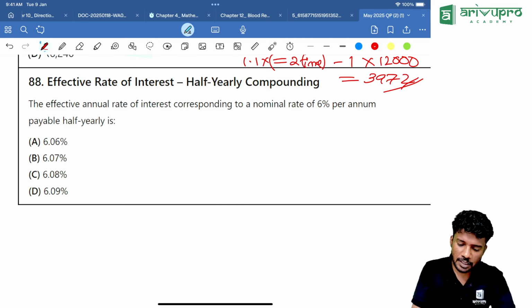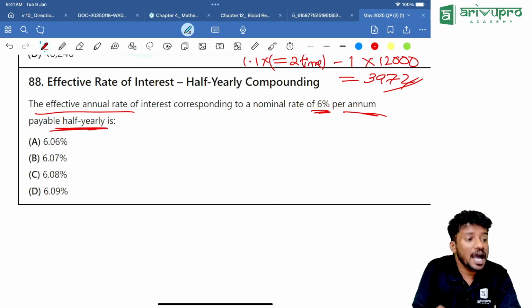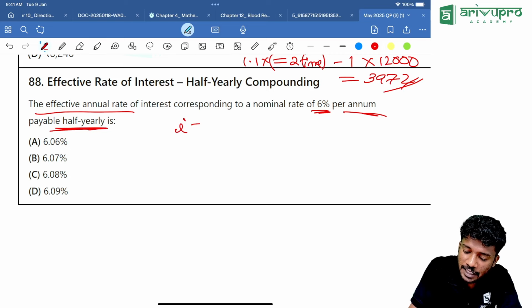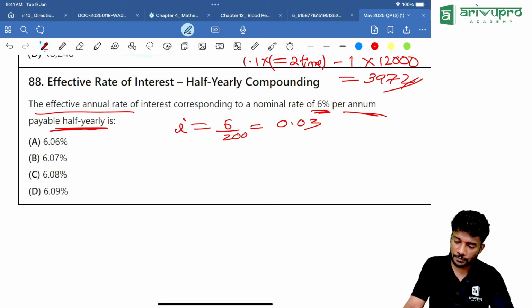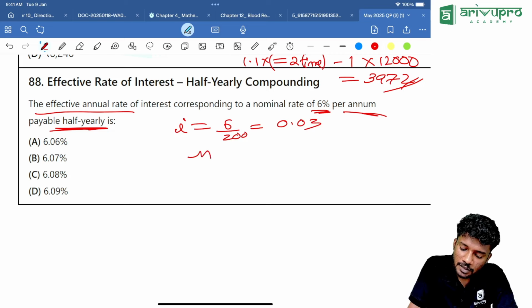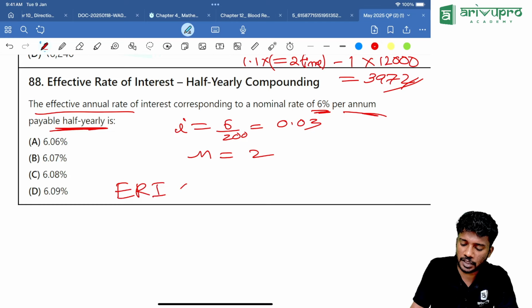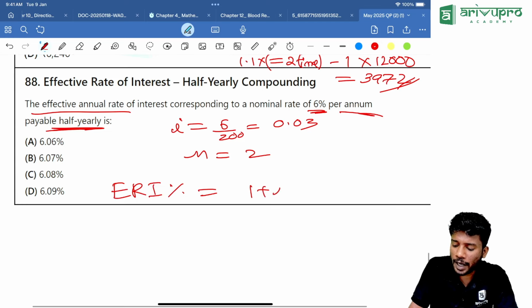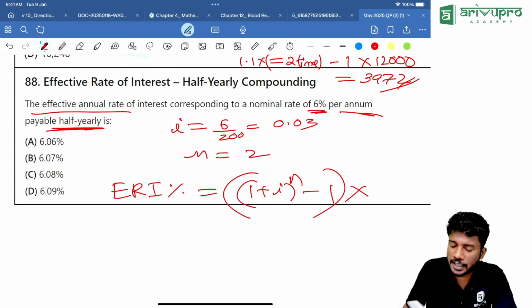Yes. The effective rate of interest corresponding to a nominal rate of 6% per annum payable what? Half yearly. That means the I value is how much now? 6 divided by 200, which is equal to 0.03. Then N value is how much? 2. N value is 2. The effective rate of interest formula is ERI percentage equal to (1 plus I) the whole raised to n, minus 1. The entire thing multiplied with what?